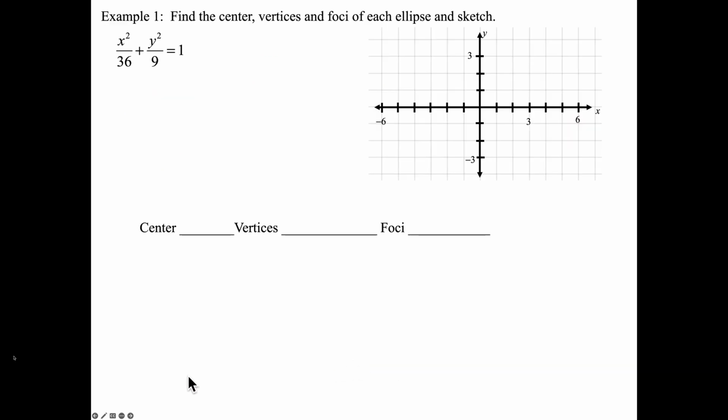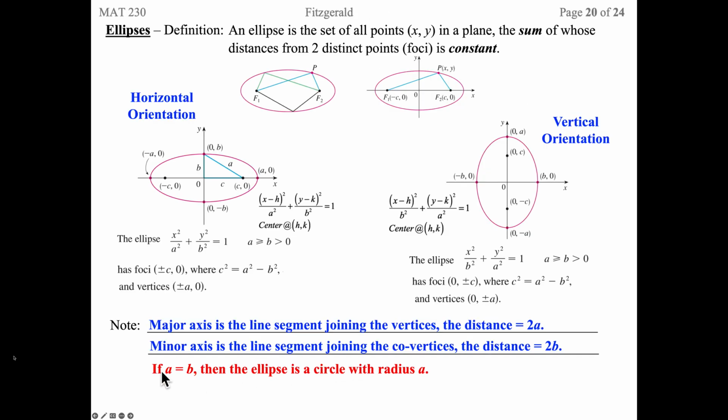And if a and b are exactly the same, then the ellipse is a circle with a radius of a. So this would be a squared, this would be a squared. This is equal to 1. You can multiply both sides by an a squared, and that would be your r squared from a circle.